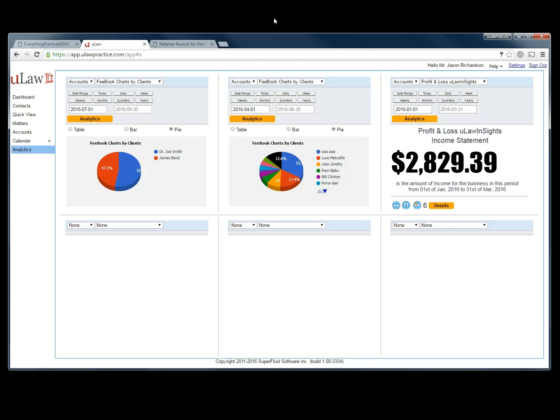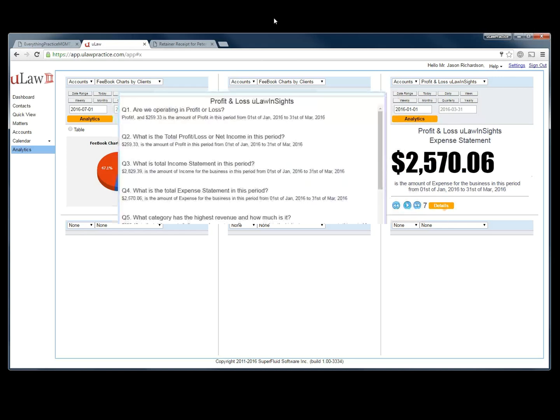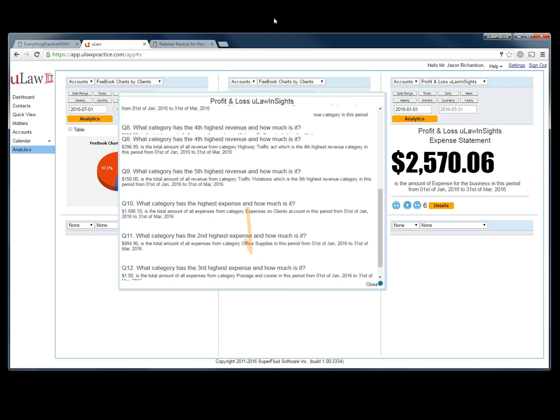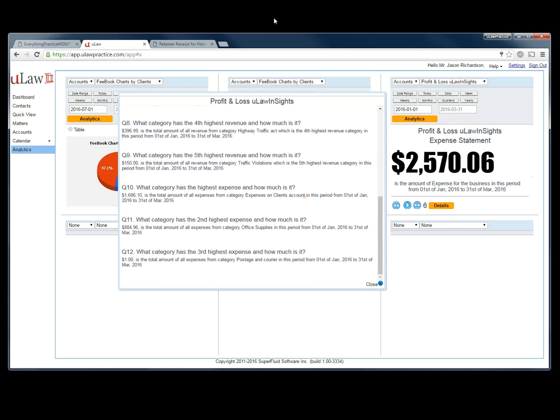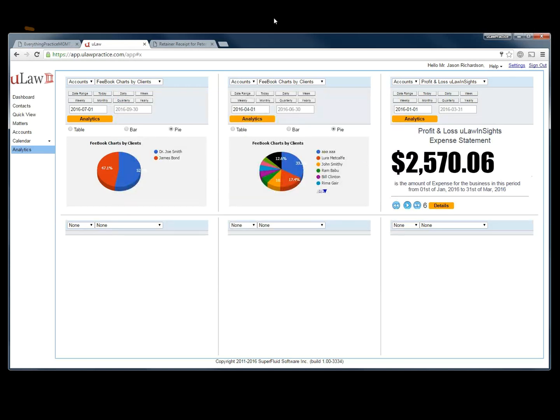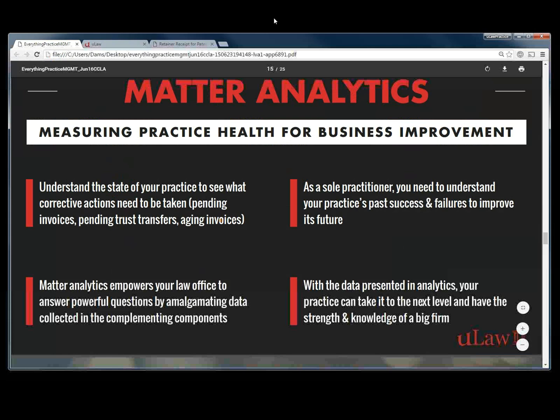Understanding all those details, in terms of what was the highest category, where did I spend the maximum amount of money, who was the top one, who was the second, who was the third. My office supplies were so high, my expense on clients was the second highest, and the third highest was postage and courier. Understanding that kind of depth with analytics is a game changer for your business. Lastly, with the data presented in your analytics, you can change your next quarter or your next year, right? The perspective can be changed. So that's why matter analytics is very, very key.